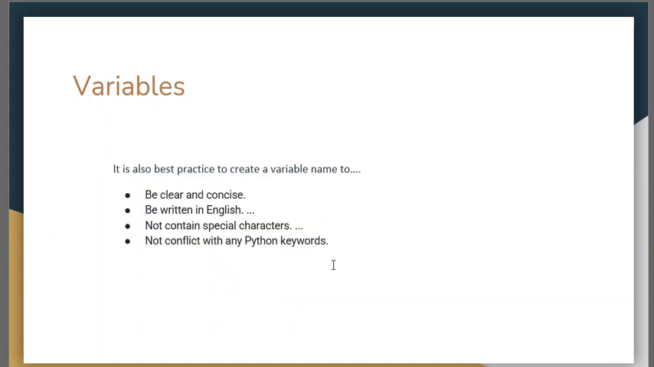The other thing that you want to keep in mind when you're creating your variables is to be clear and concise, because if somebody comes behind you and looks at your Python script, they may not understand what you're attempting to do. So if you're creating a variable, you want to use a name that makes the intent very clear. Also, if you're English, go ahead and write it in English, and no special characters, as we said before.